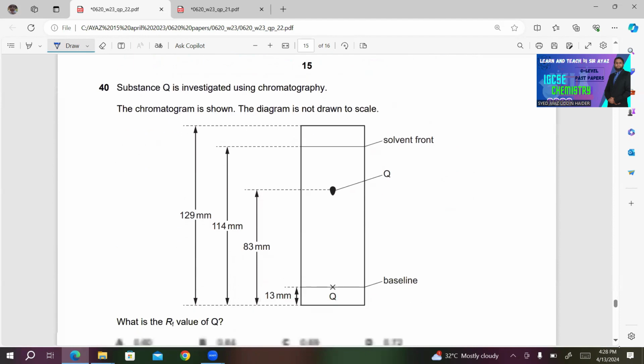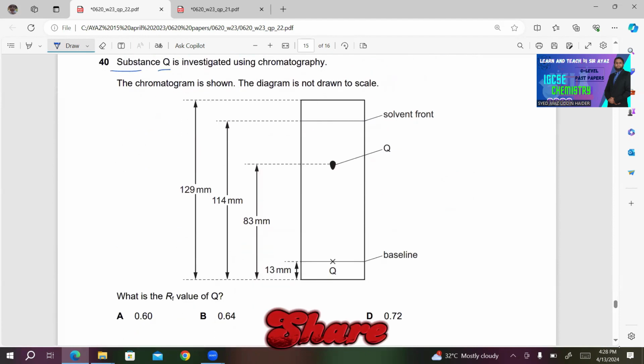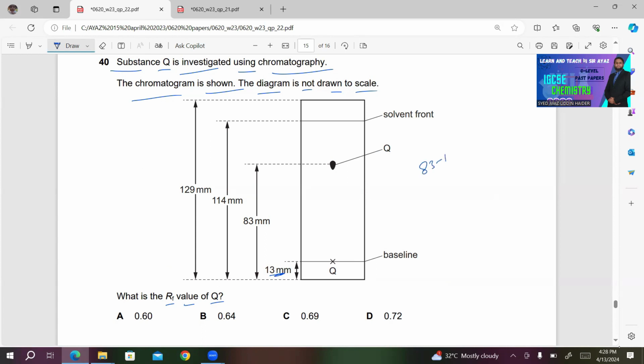Last question. Substance Q is investigated using chromatography. The chromatogram is shown. The diagram is not drawn to scale. What is the RF value of Q? We need to find the RF value of Q. So we need to subtract this one from the distance covered by Q. So we'll have 83 minus 13 divided by, what is the solvent front? 114 minus 13 again.